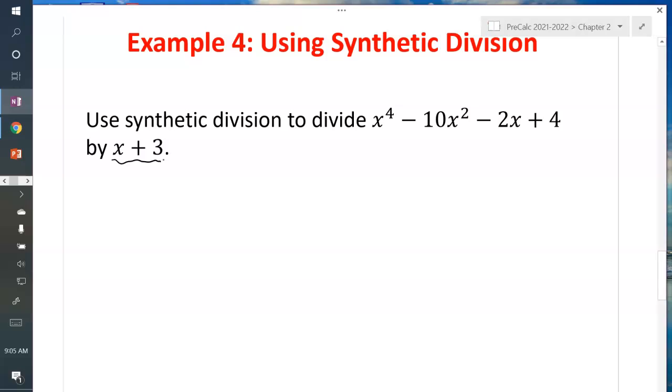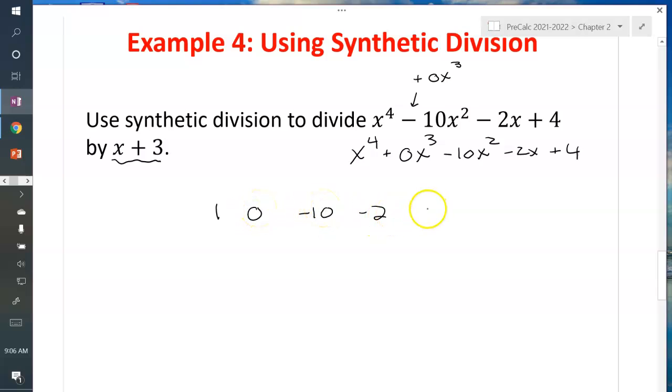We're going to take the coefficients of each of our terms. Notice we're missing an x cubed term, so I'm going to add a plus 0x cubed in there. So I'm really going to do synthetic division on x to the fourth plus 0x cubed minus 10x squared minus 2x plus 4. I set this up by first getting the coefficients of my polynomial. So I have a 1, that's the invisible coefficient in front of x to the fourth, 0, negative 10, negative 2, 4. And then I'm going to draw in a bracket like this.